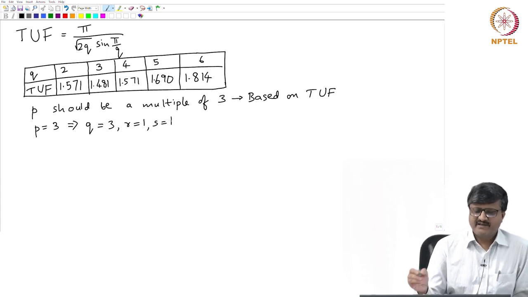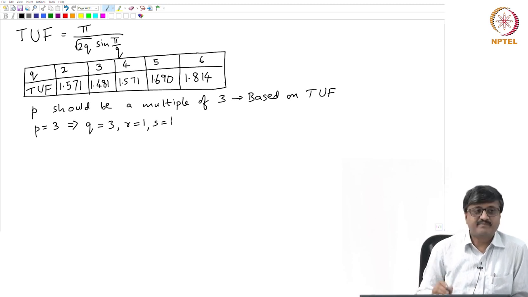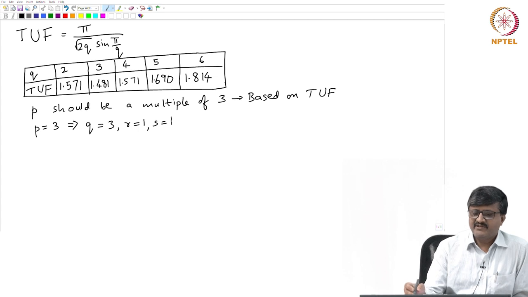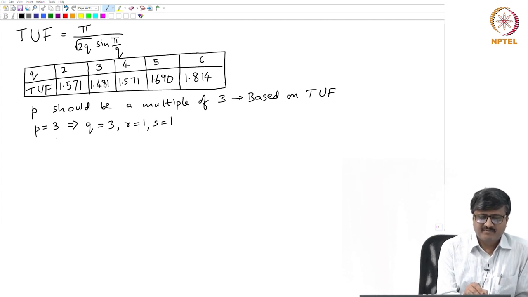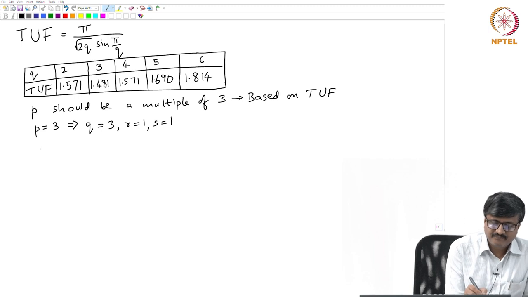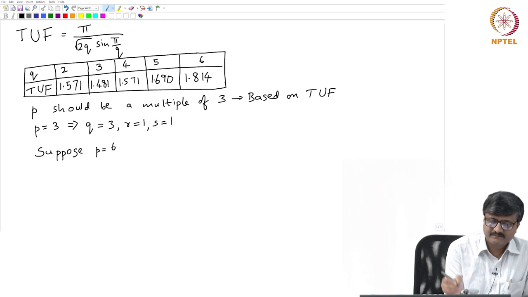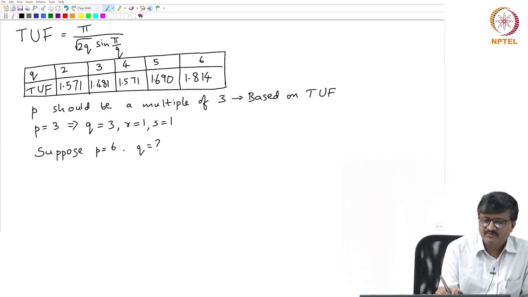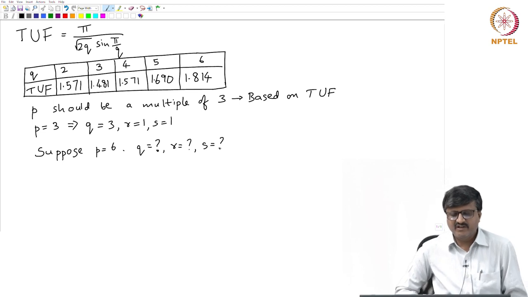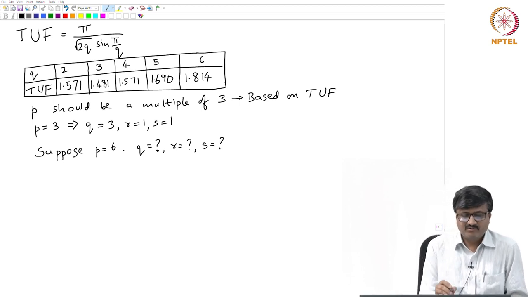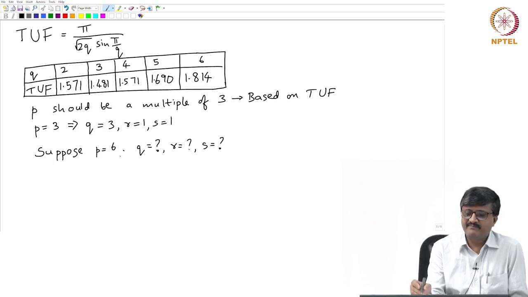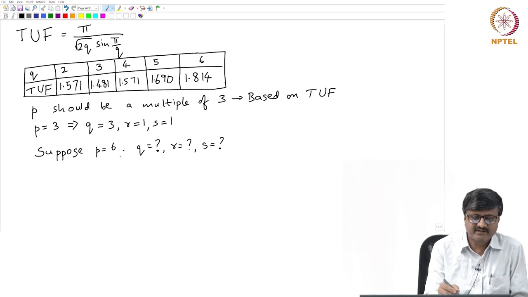Now, let us just make our choice by taking this value of 3 which is obtained based on TUF. So, if I say based on TUF, P should be a multiple of 3, the first possible value of P is 3 itself. The second possible value is 3 into 2. Suppose P is equal to 6, then the question is, what should be the value of Q? What should be the value of R? What should be the value of S? Now, the only hint we have got so far is for the value of Q. We saw that Q should be a multiple of 3, based only on TUF. So, either it can be equal to 3 or equal to 6.